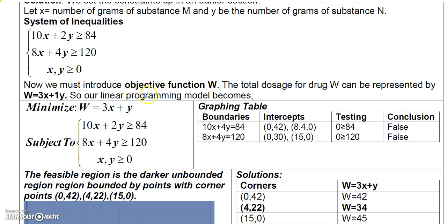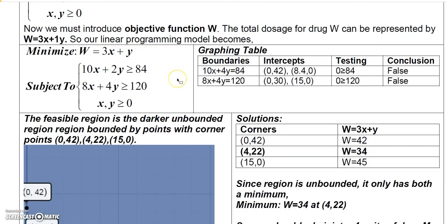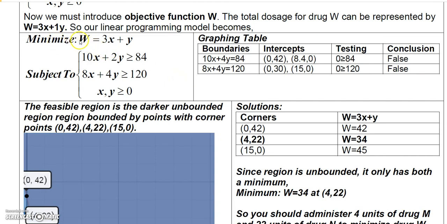Now we need to introduce an objective function, and notice that the total dosage of drug W can be represented as 3 units from each gram of substance M and 1 unit from each gram of substance N. If you go back and take a look at this, you'll see that there are 3 units of drug W in each gram of substance M and 1 unit of drug W in each gram of substance N. So that's how I got this formula. So we want to minimize the amount of drug W, which would be 3x plus y, subject to this constraint.